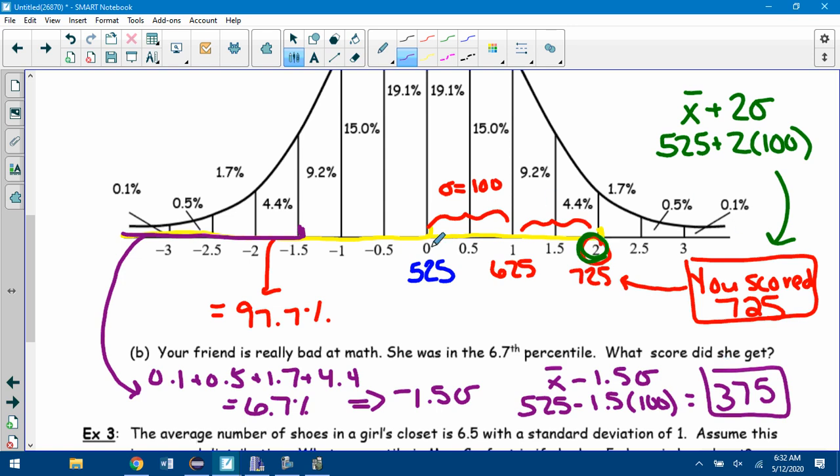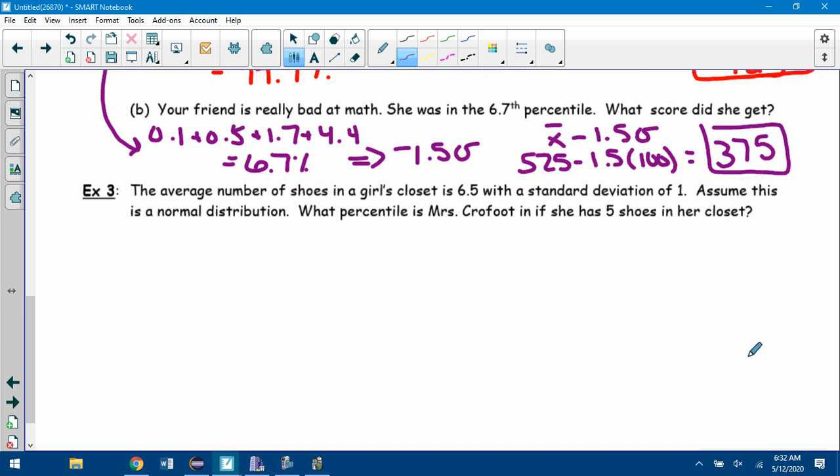Okay, or you could count. 525 minus 1 would be 425, minus a half deviation. A half deviation would be 50, so 425 minus 50 gets you the 375. Make sense? Hope so. Okay, number 3.